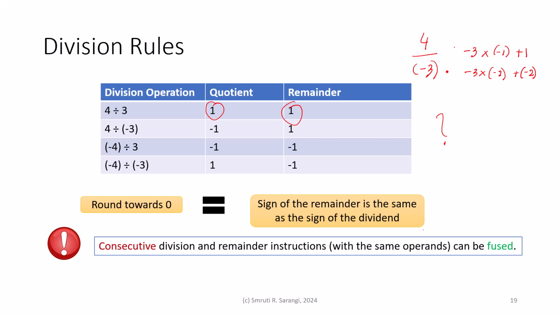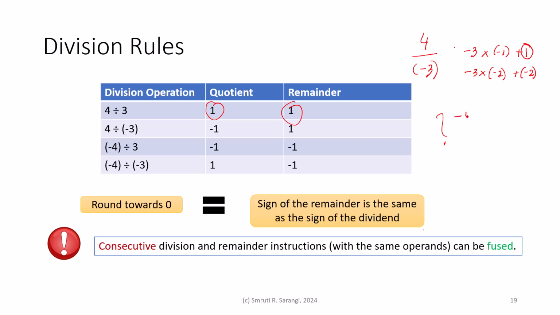So clearly what we would like to do here is essentially take that quotient that takes us towards 0. So minus 1 is more towards 0. So we choose this, so then the remainder becomes 1.